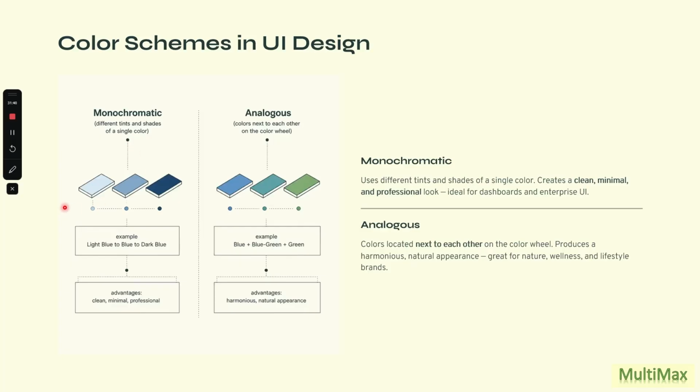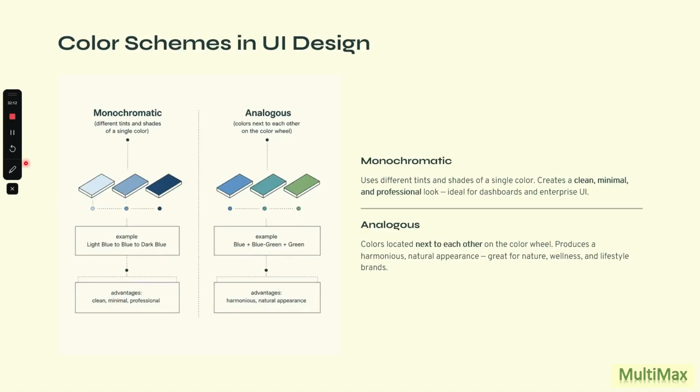In that app, they were using black or white. That's universal, you can use that. If you are stating blue, you will take light blue, dark blue, more blue, but you will do only blue. That's monochromatic: different shades of a single color. For example, light blue to dark blue.